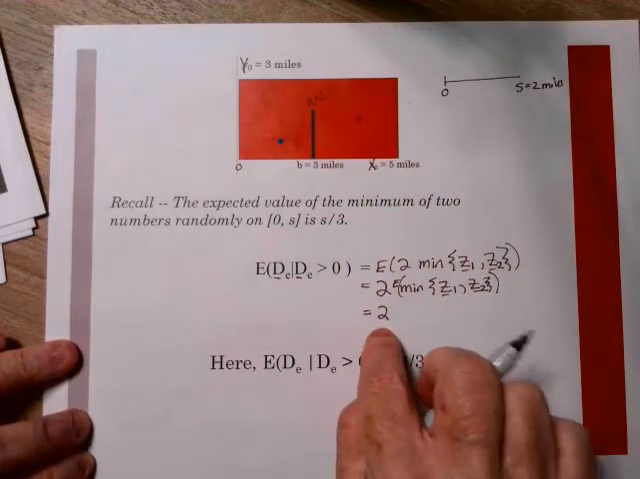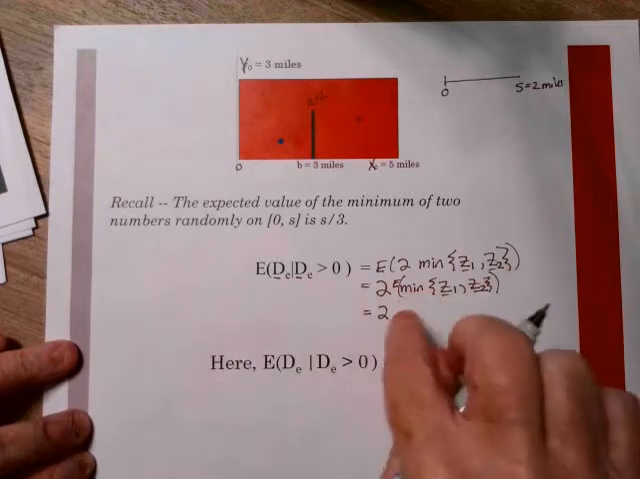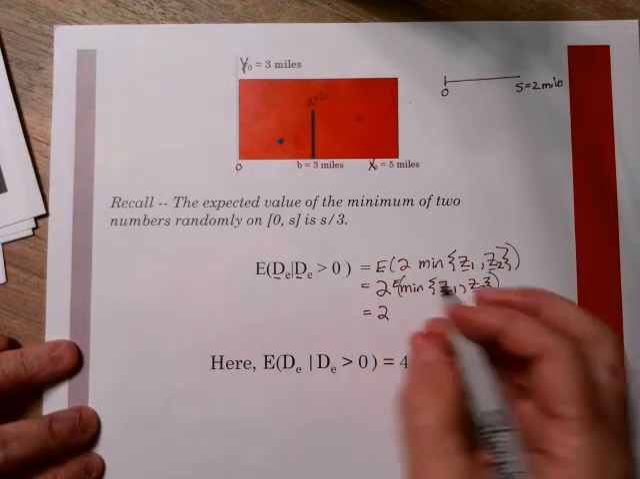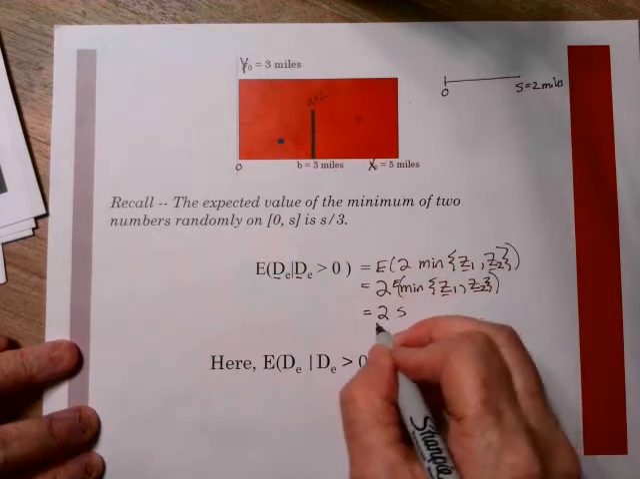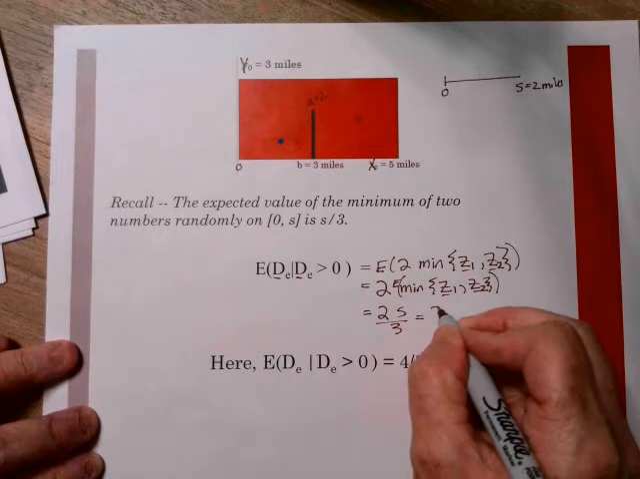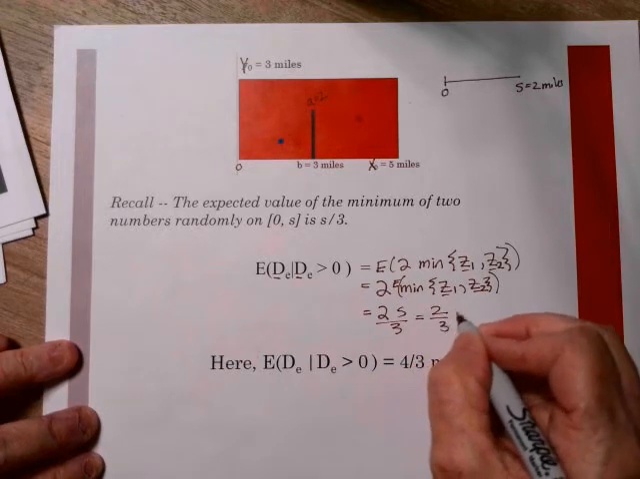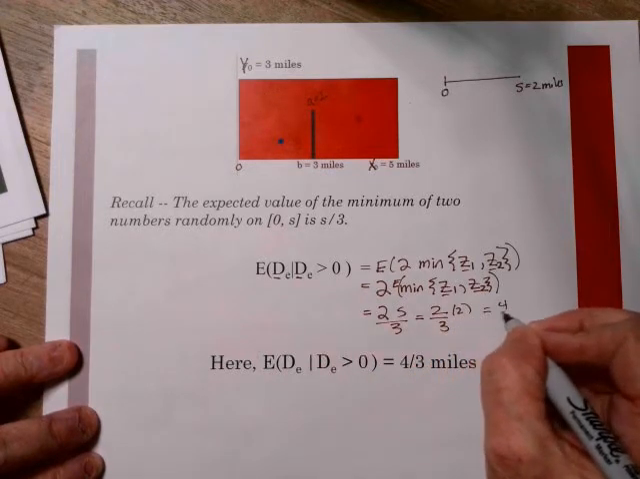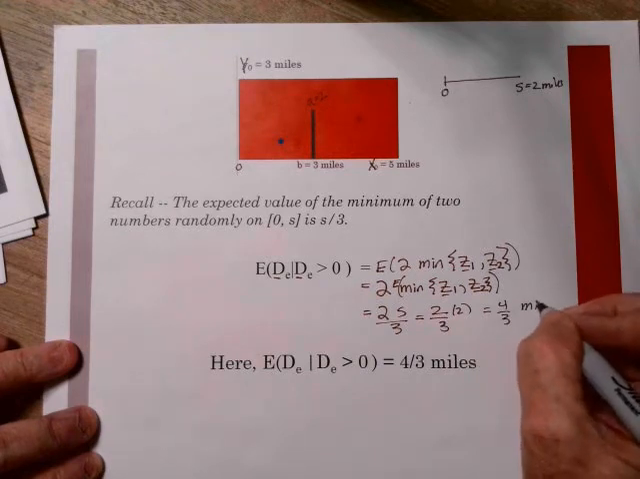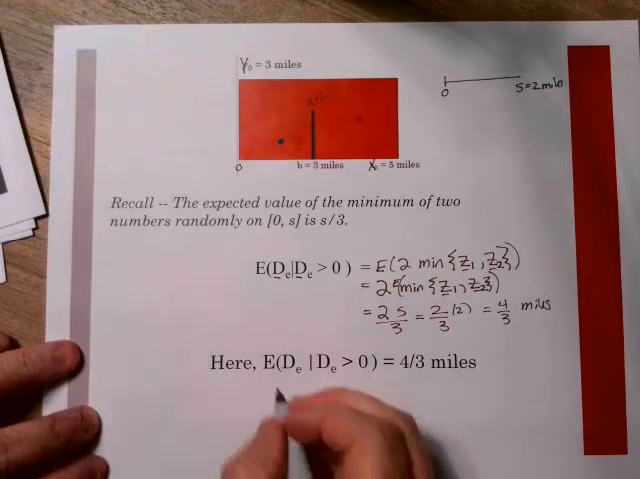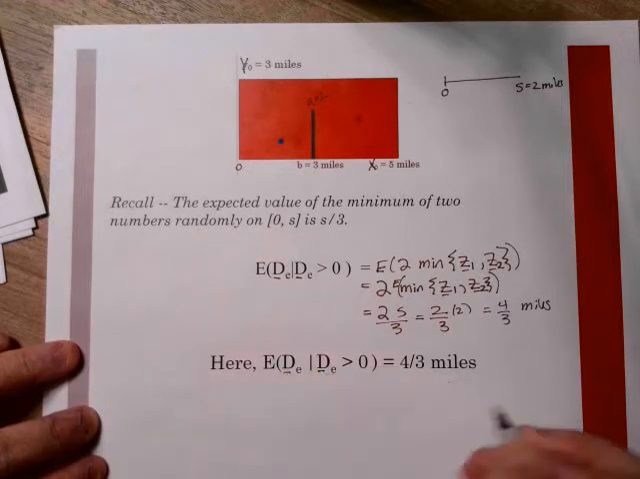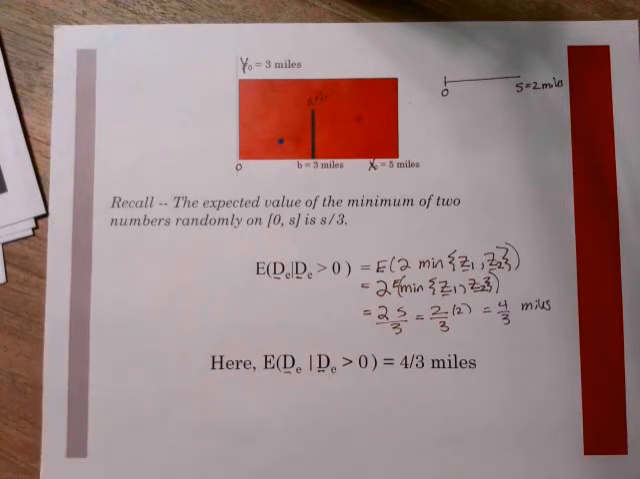So now we have 2. We know that the expected value of the minimum was 2. I'll just write it this way. It's 2. Now we have s over 3, but s in this case is 2. So we have 2/3 times 2 equals 4/3 miles in this case, for this particular situation. So I wanted to point that out, but anyway, that is for our specific situation.